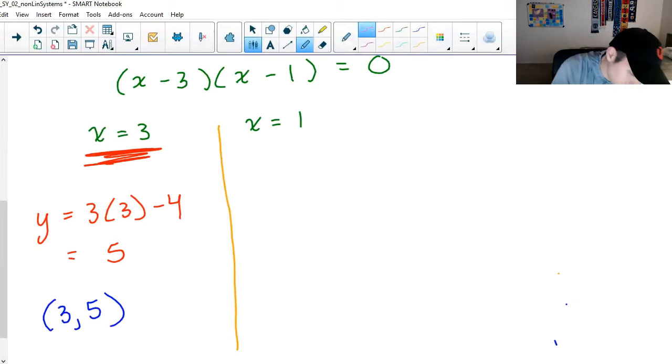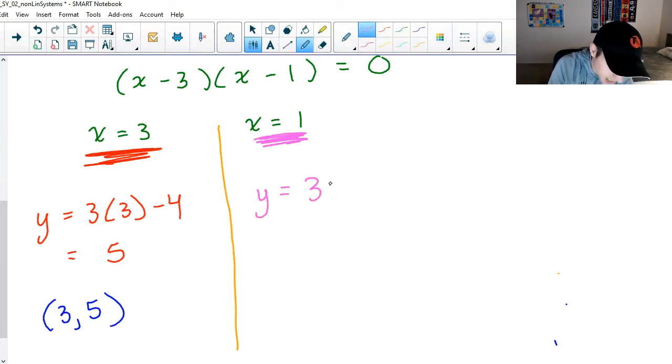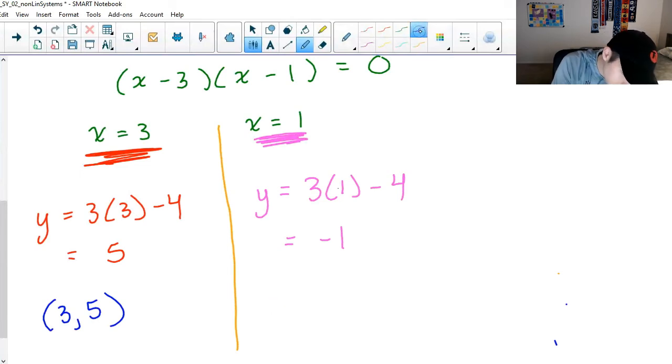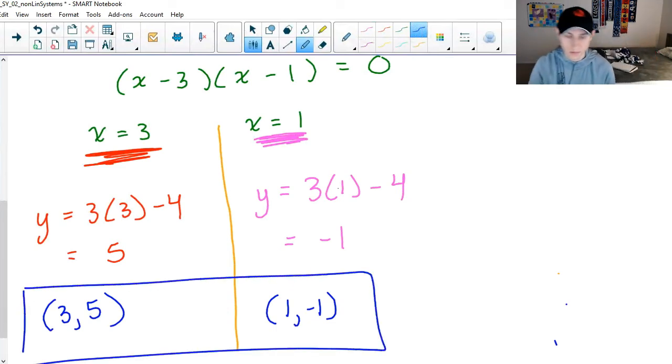Now let's do the same thing, but with 1. So we use our same y equation. That doesn't matter. So y equals 3 times x, but x is now 1, minus 4. So 3 minus 4 is negative 1. Great. So my other solution that I have, I know if I plug in 1, I will get negative 1. So 1 comma negative 1. These are my two solutions.